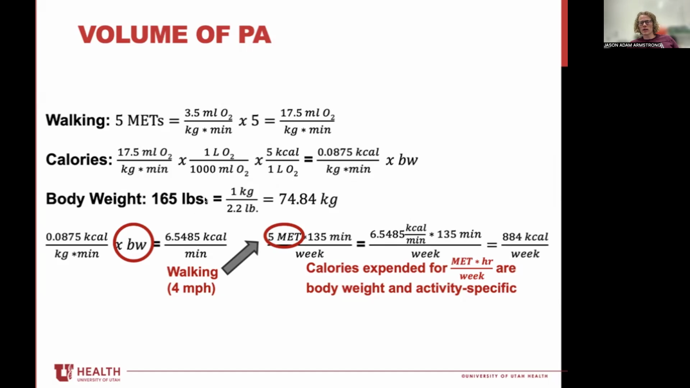And now I used my body weight, so 165 pounds. I divided that by 2.2 to get 74.84 kilograms. Okay, so then I have 74.84 kilograms. I multiply by that number, that 0.0875, to get walking at 4 miles per hour. Someone my size is going to utilize 6.5485 calories per minute. Then we said to meet that goal of 675 MET minutes per week, I needed to do that for 135 minutes. So if I multiply that by 135 minutes, I'm going to utilize 884 calories per week. Okay.